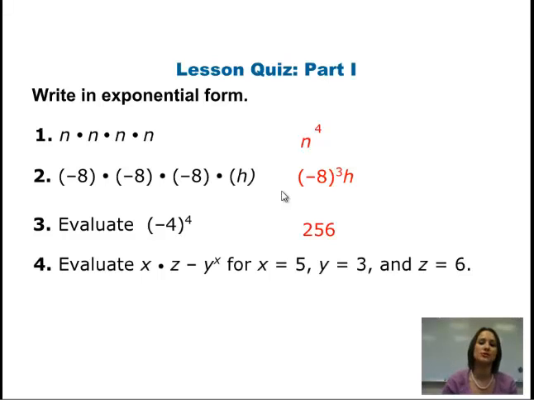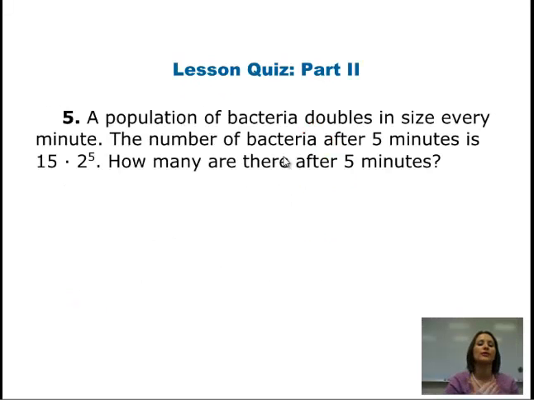And on the last one, the substitution, this is really what you need to be able to do. You just substitute in your numbers and then go through PEMDAS. And you should have gotten negative 213. So for your last part, this is the last piece, I just need you to answer this question. A population of bacteria doubles in size every minute. The number of bacteria after 5 minutes is 15 times 2 to the 5th. How many are there after 5 minutes? So hit pause and try this.